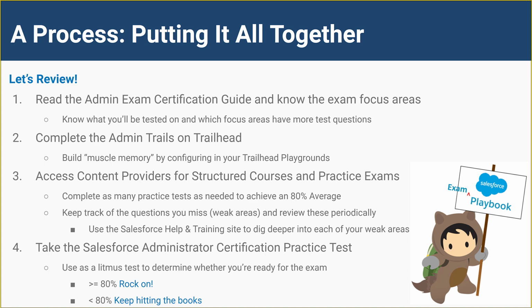So, let's review. Step 1. Read the Admin Exam Certification Guide and know the exam focus areas. Know what you'll be tested on and which focus areas have the most questions. Step 2. Complete the admin trails on Trailhead. Build muscle memory by configuring in your Trailhead playground or developer org. Step 3. Access content providers for structured courses and practice exams. Complete as many exams as you need to achieve an 80% average overall. Keep track of the questions that you miss, these are your weak areas, and review these periodically. Use the Salesforce Help and Training site to dig deeper into each of these study areas.